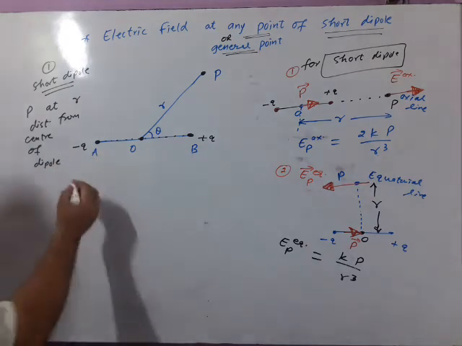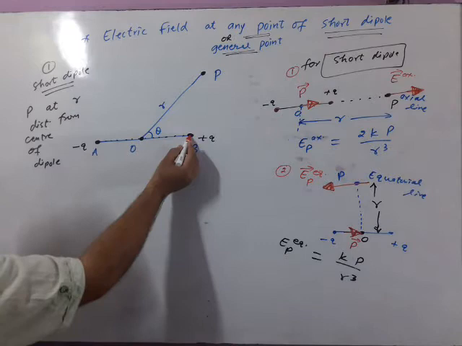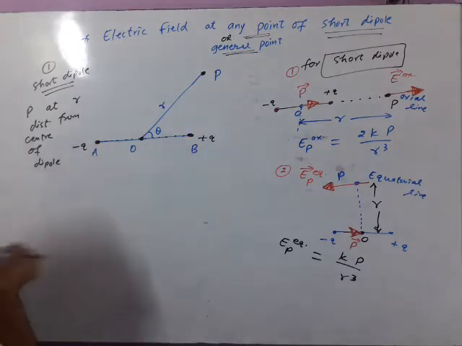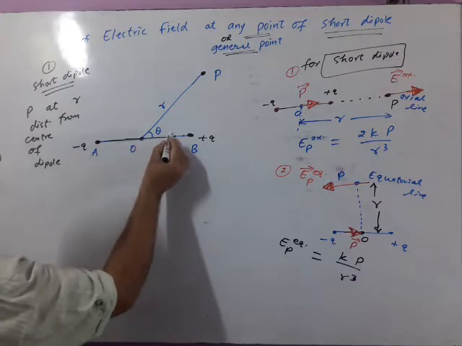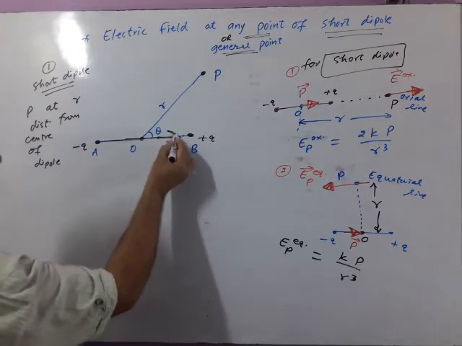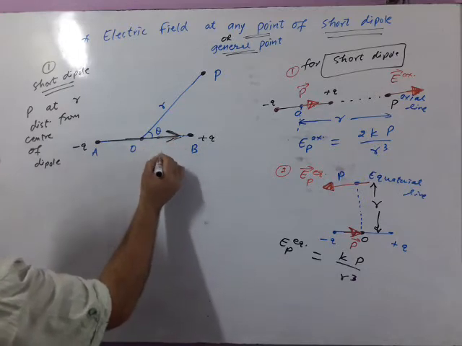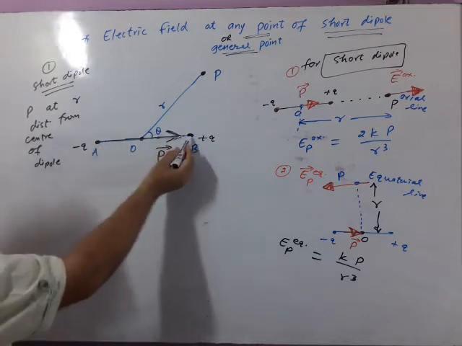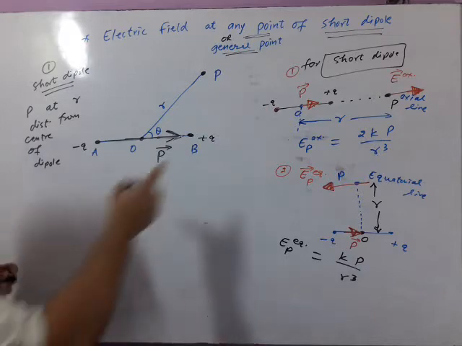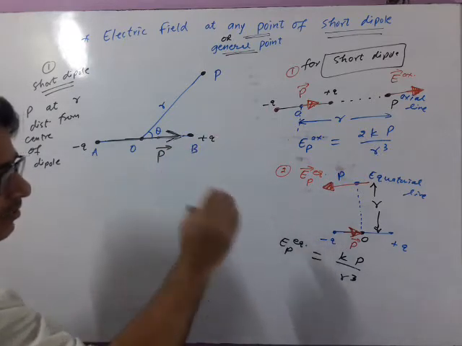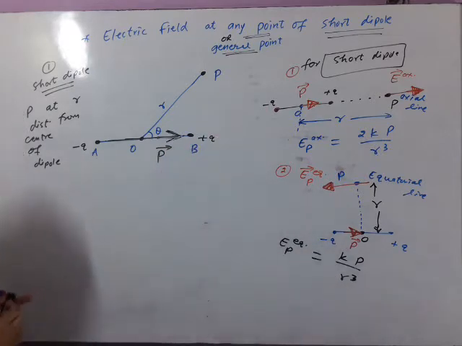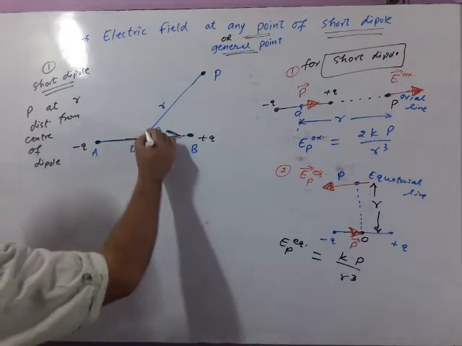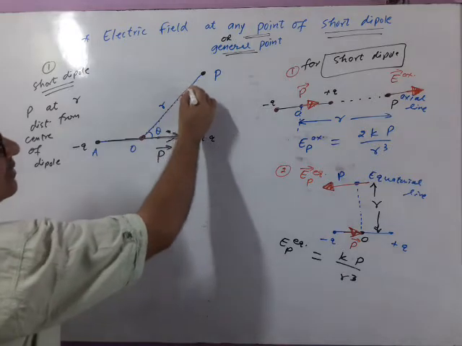Now see, the given dipole is this, minus q, plus q. So minus q to plus q, this is the direction of the dipole moment vector from minus q to plus q. This is the p vector. See, this is our question. This is our dipole moment vector. And we know these two concepts on the axial line and on the equatorial line. Now what to do? Focus on the question. I am making it with red color. This is our question.